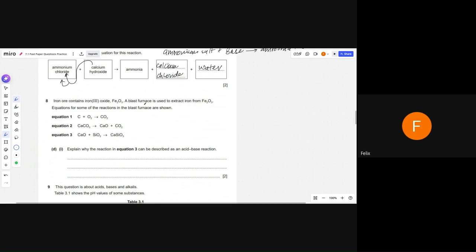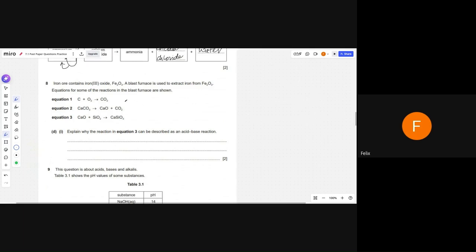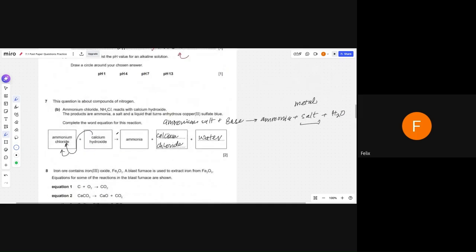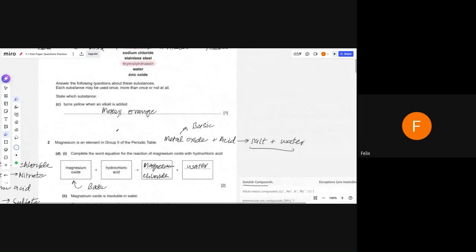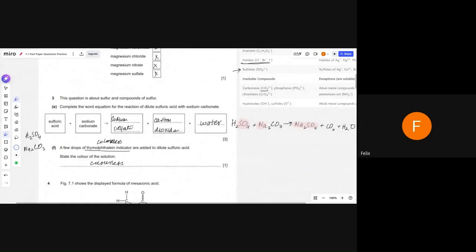Question number 8. Iron ore contains iron(III) oxide. A blast furnace is used to extract iron from iron(III) oxide. Equations for some of the reactions in the blast furnace are shown. Explain why the reaction in equation 3 can be described as an acid-base reaction. So I told you in this question that a metal oxide has a basic nature. I may have written it here somewhere.